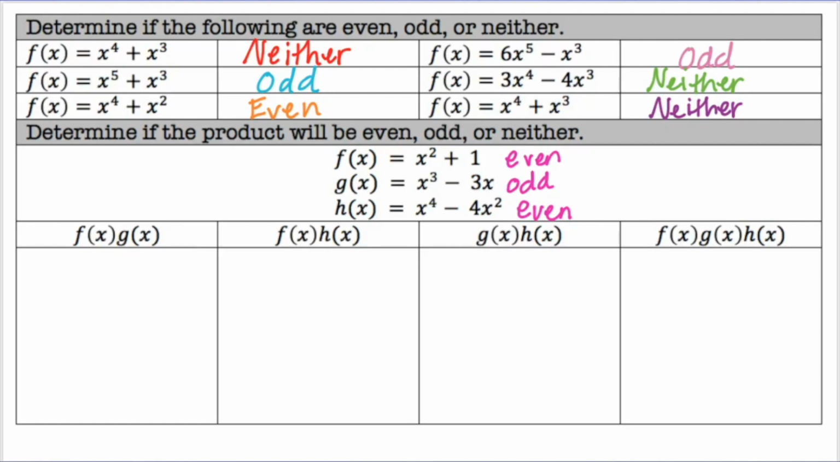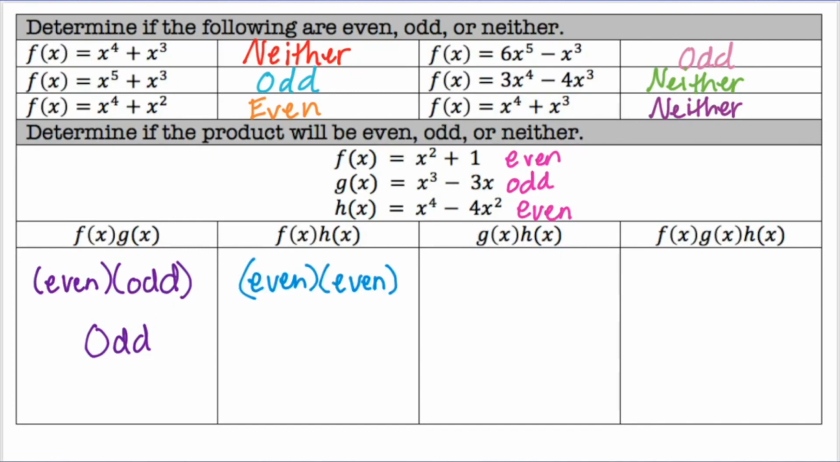So now for the first one, f of x times g of x, well, f of x is even and g of x is odd, so even times an odd. When they don't match, it's odd. Next one, f of x times h of x, so f of x is even, h of x is also even. When they both match, it's even. g of x times h of x, so that's odd times an even, and when they don't match, again, that's odd.